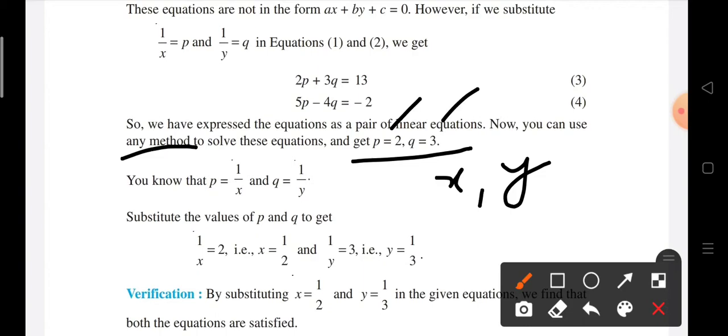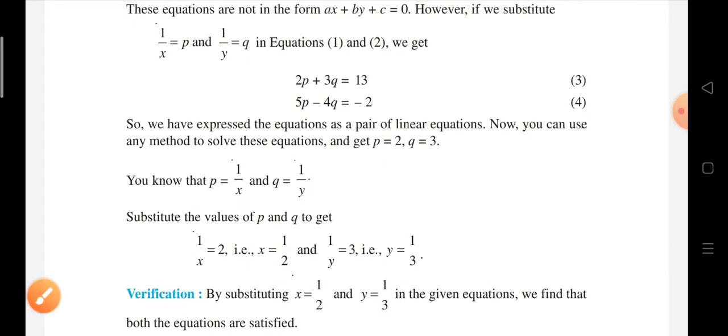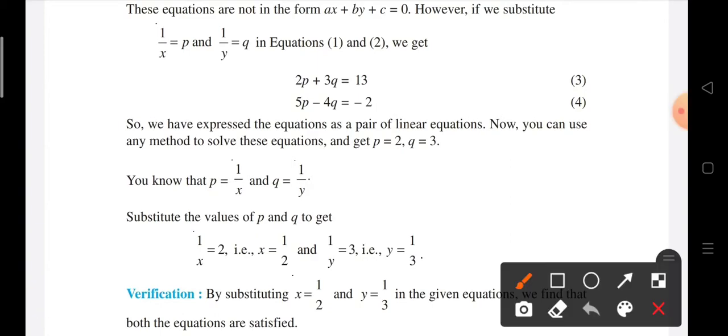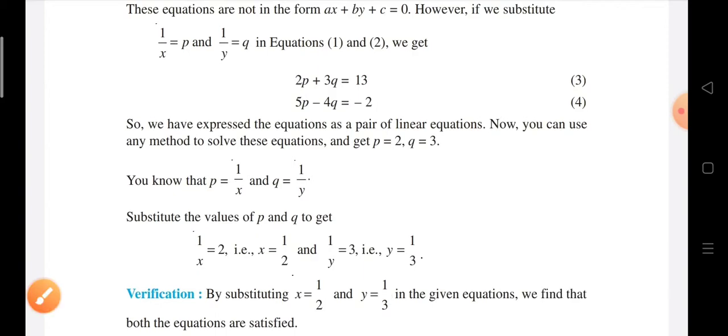We know that p is related to x as 1 upon x, and q is related to y as 1 upon y. So substituting the value of p as 2, we get the x value as 1 upon 2, and substituting the value of q as 3, we get the y value as 1 upon 3. Now verification: by substituting x is equal to 1 upon 2 and y is equal to 1 upon 3 in the given equations, we find that both the equations are satisfied, which means these are the correct solution of the given pair of equations which can be reduced to linear equations.